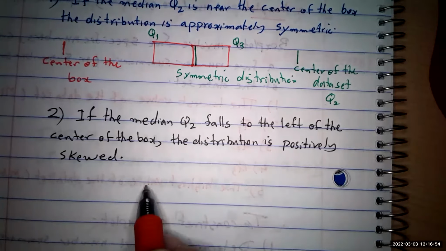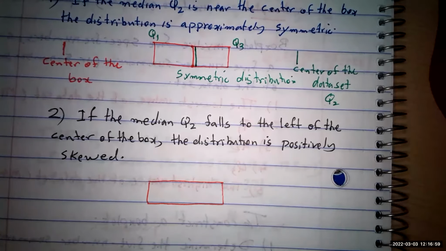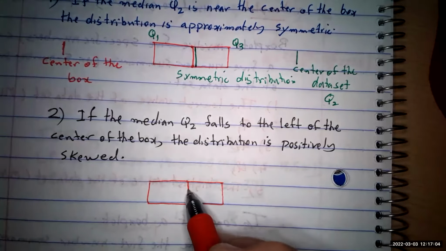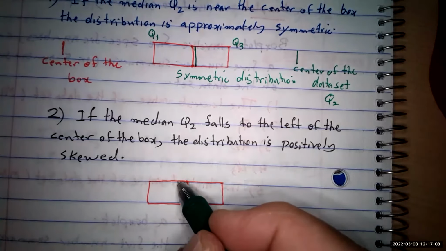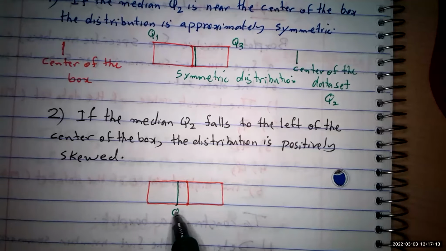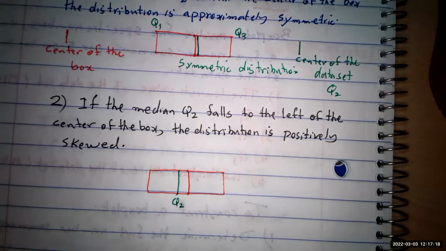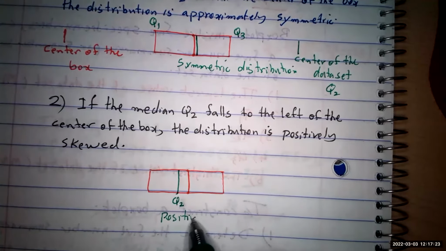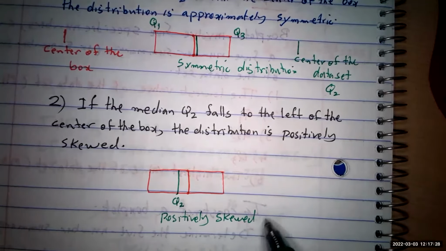So this is again the box. This is the box, and this is the actual center of the box. But in this case, you are here. You see? So this is going to be your Q2. So as you can see, in this case, your distribution is positively skewed distribution.